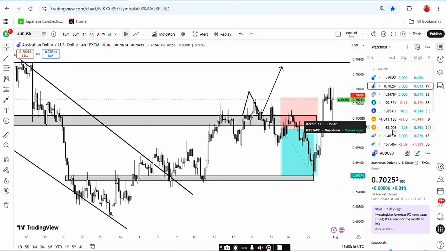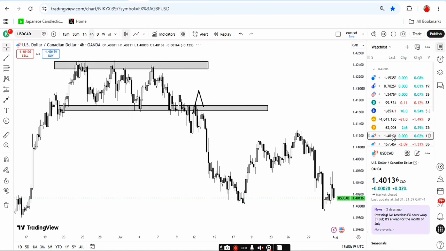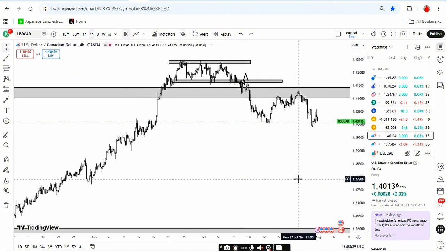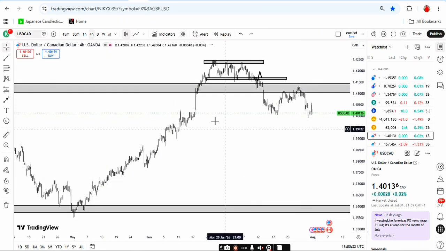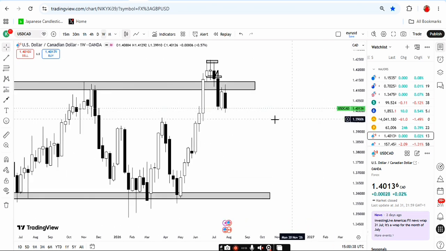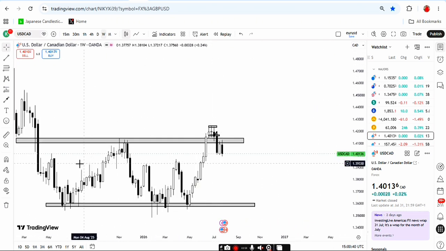Firstly, I'm not going to try to look for trades that much because we are in the summer, and the market is much less volatile in the summer. Before I go ahead, I just want to quickly point out the USD CAD trade that I mentioned last week. I mentioned that the market could retest this zone, and that's exactly what happened here. We saw a sell from this resistance zone right here, and that was what we saw.